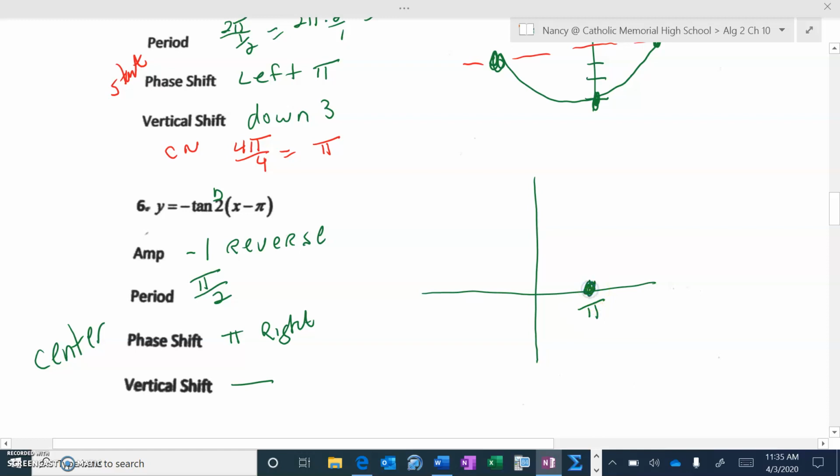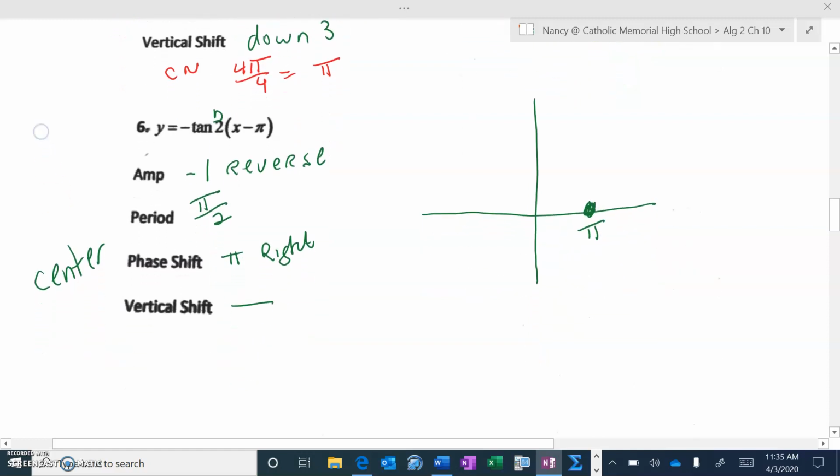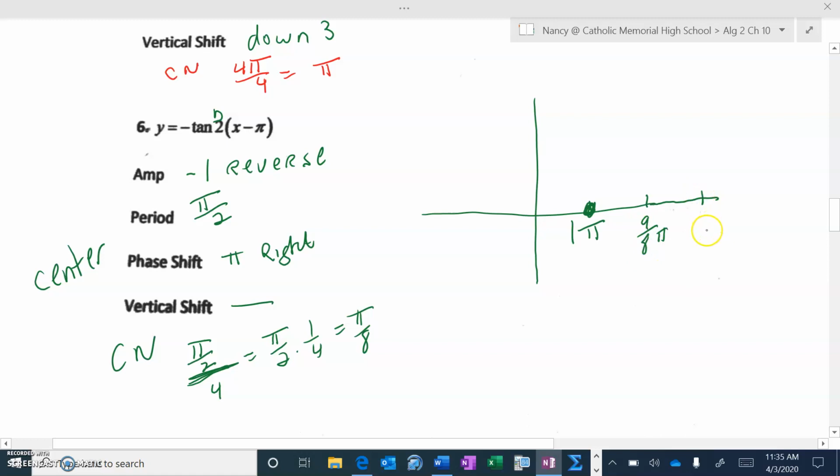And again, there is no phase or vertical shift, so that's going to be my 0 and not going up or down. I'm going to get my critical numbers by taking pi over 2 and dividing by 4. So it's pi over 2 times 1/4 if you divide by 4, which is pi over 8. So I'm going to add 1/8 to the right 2 times and then subtract 1/8 to the left. So if I add 1 plus 1/8, and you can do it on your calculators, I get 1 and 1/8, which is 9/8 pi. And 9/8 pi plus 1/8 pi is 10/8 pi, which you put on your calculator, 5/4.